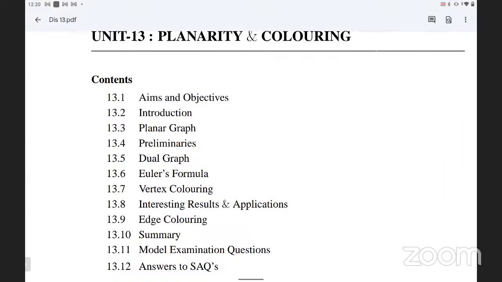Now here, in this topic, we will learn about the aims and objectives, the introduction, planar graphs and preliminaries, and the dual graph, Euler's formula, vertex coloring, intersecting results and applications, and edge coloring. Then the summary. These are the observations we will study in this topic, where planarity and coloring is an important aspect.